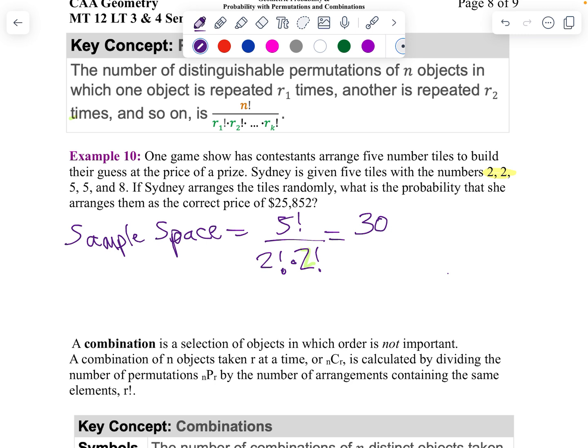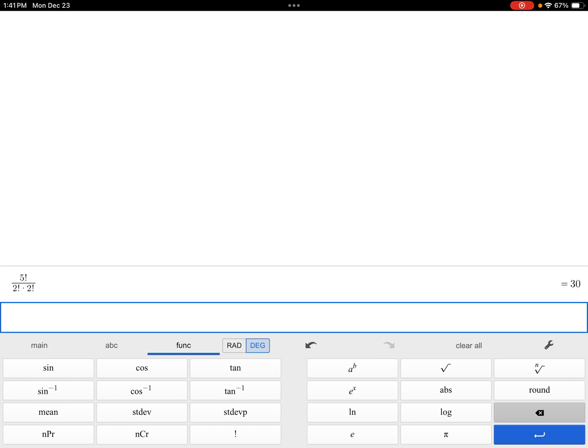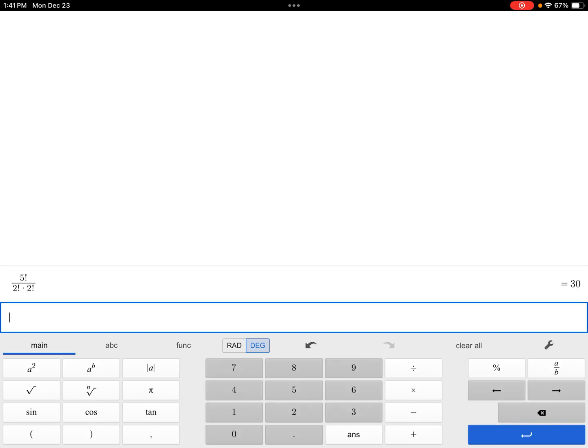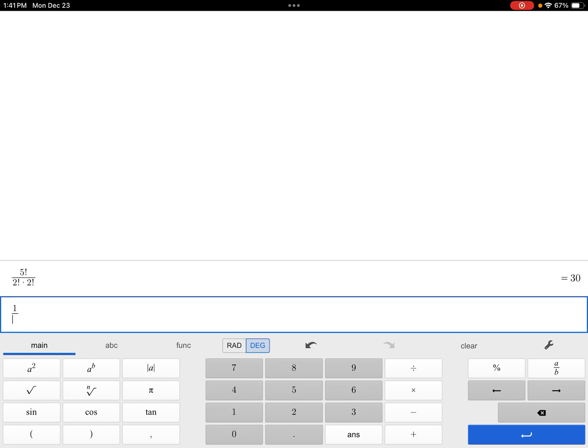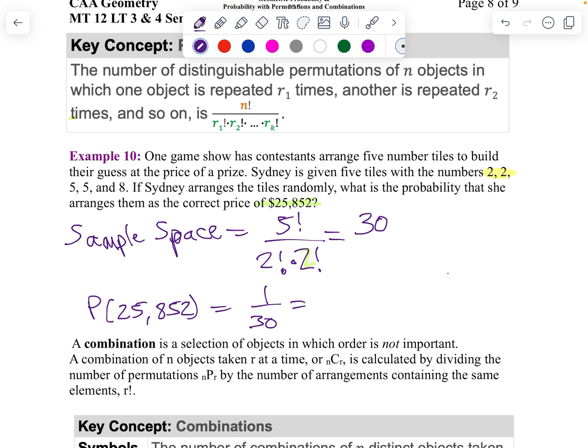There's 30 different orders, but only one of them gives us 25,852. So the probability of her selecting 25,852, there's only one of those, isn't it? So it's 1 out of 30. As a decimal, let's take 1 divided by 30. So she has about a 3% chance of getting the correct answer just by randomness.